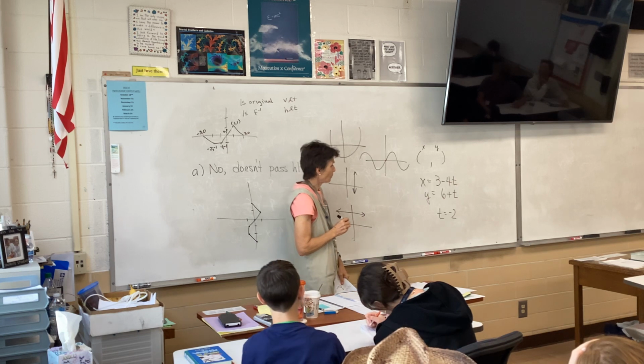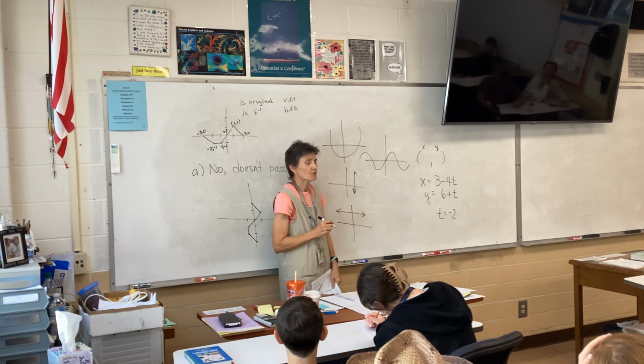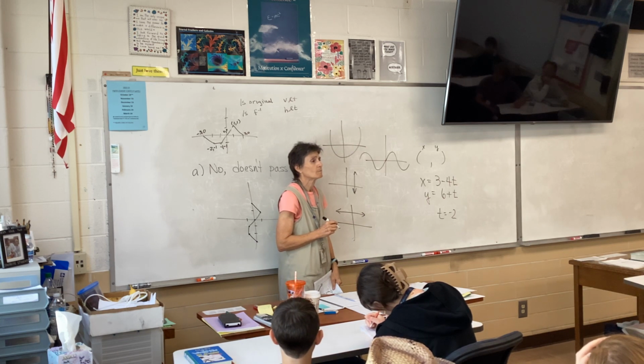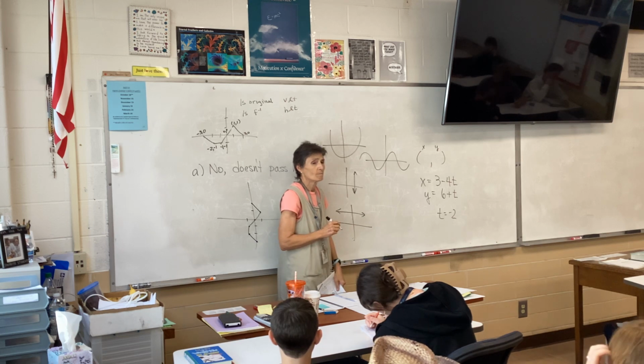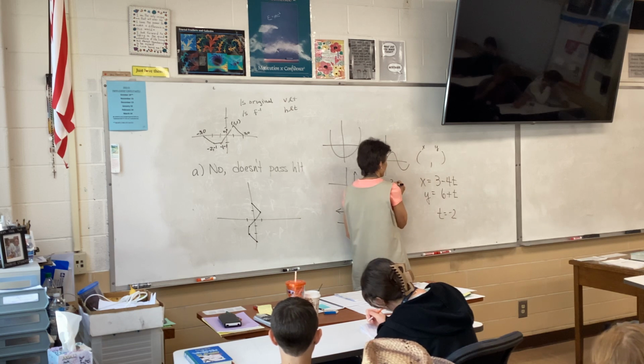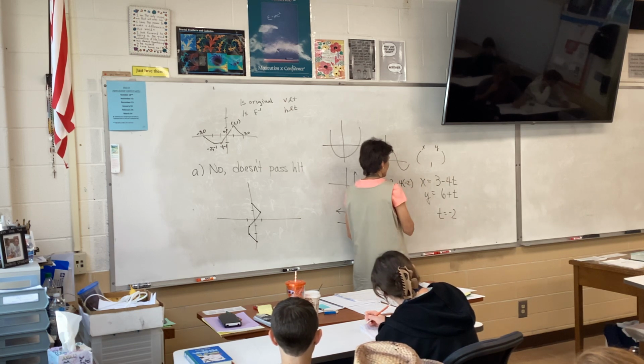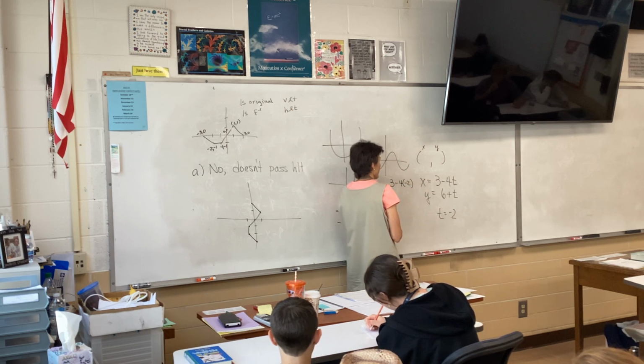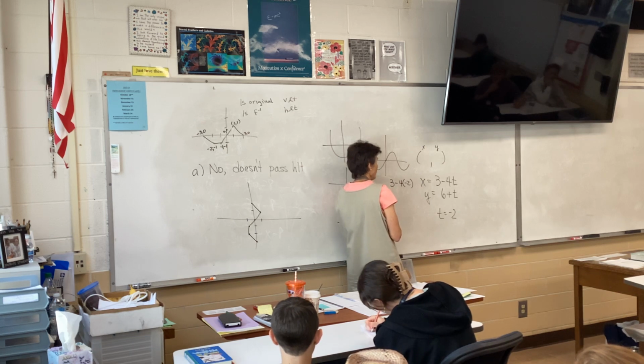All right, what do we do? How do we let t be negative 2? Just plug it in. So this would be 3 minus 4 times negative 2. I do the arithmetic, so that would equal.